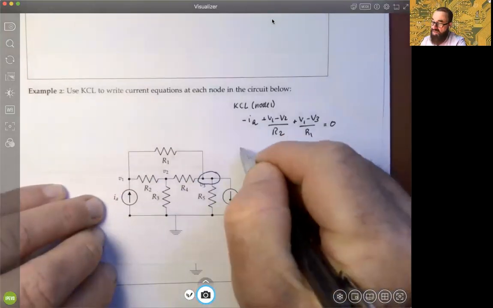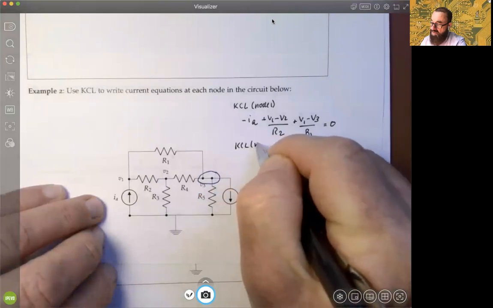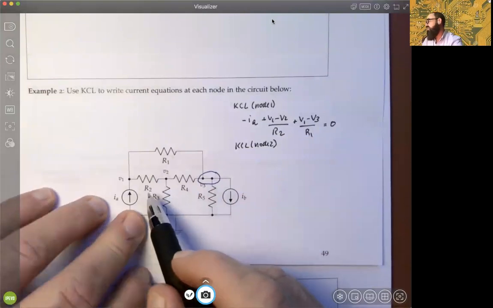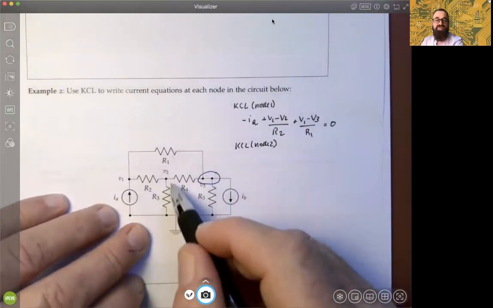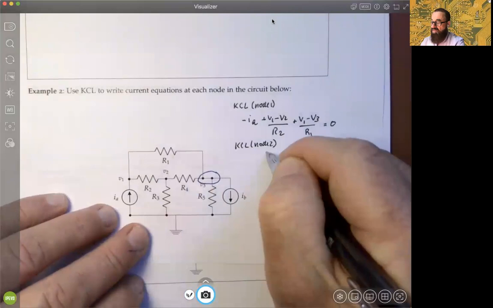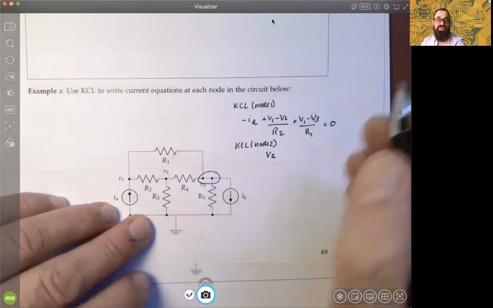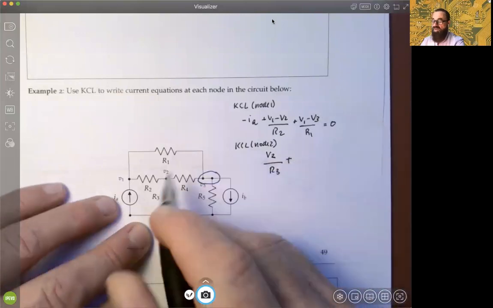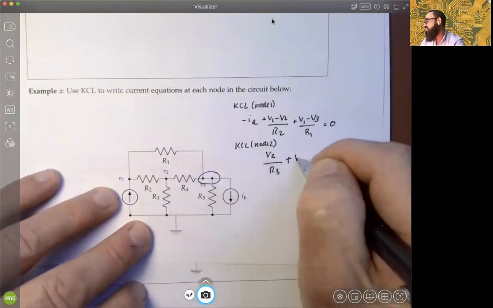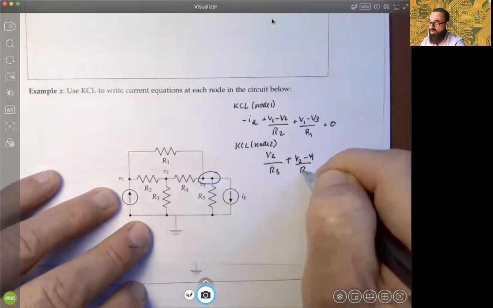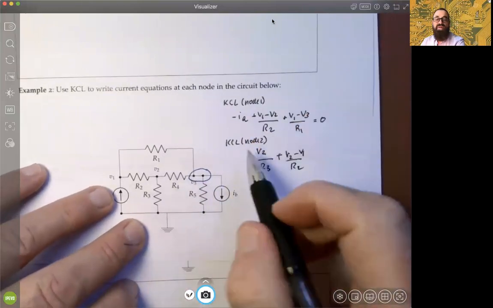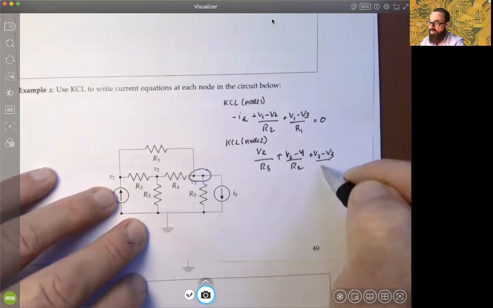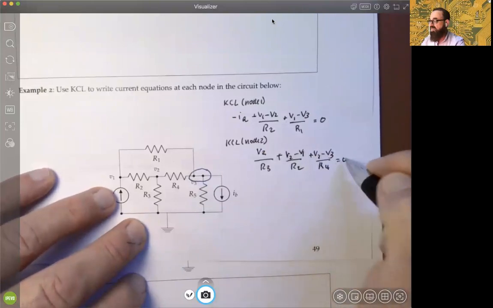Then we can do KCL at node 2. Node 2 is right in the middle. Let's see, can you do that one? Let's go down first. You would have node voltage V2 minus the voltage at the ground, which is 0, divided by R3. Let's go to the left: V2 minus V1 over the R2 resistance, and then go to the right: plus V2 minus V3 over R4. That one's pretty straightforward, equals 0.